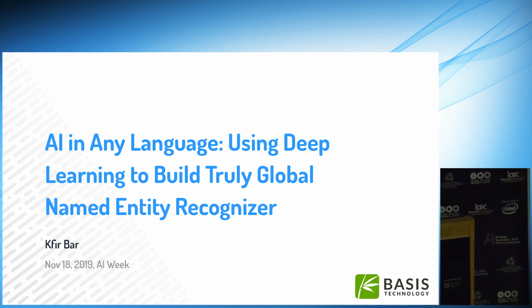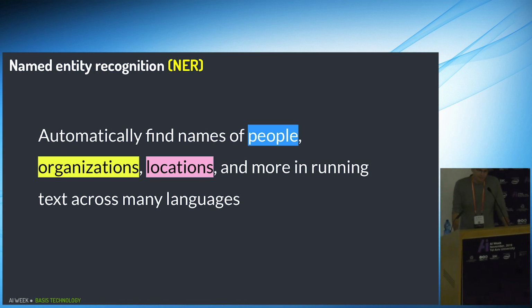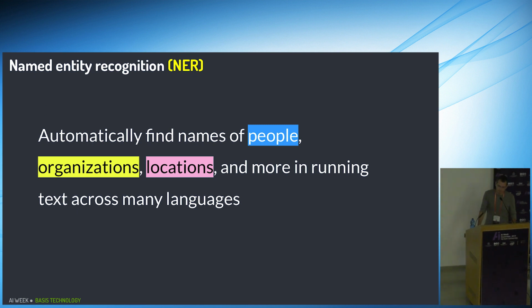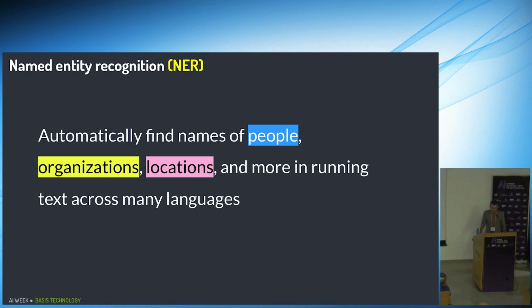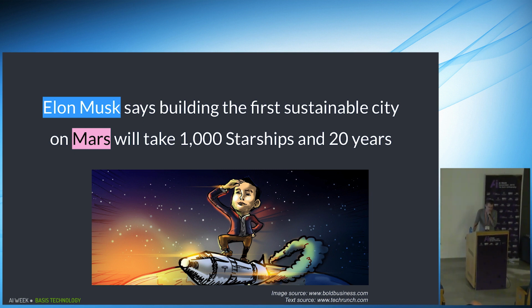So first things first, named entity recognition is about finding names of people, organizations, locations, and some other types in just running text, free text, written in different languages. Let me give you an example. Elon Musk says building the first sustainable city on Mars will take 1,000 starships and 20 years. Okay, so Elon Musk is highlighted in blue. It means that it's a person entity, and Mars is a location. And this is the kind of output that we want to get. I mean, given this text, we want to see all those names detected, and also the type of each one of those detected names.